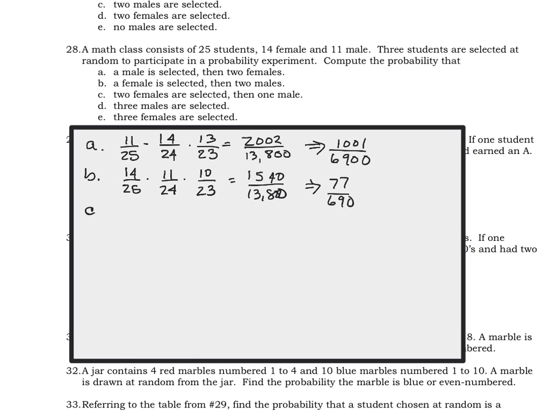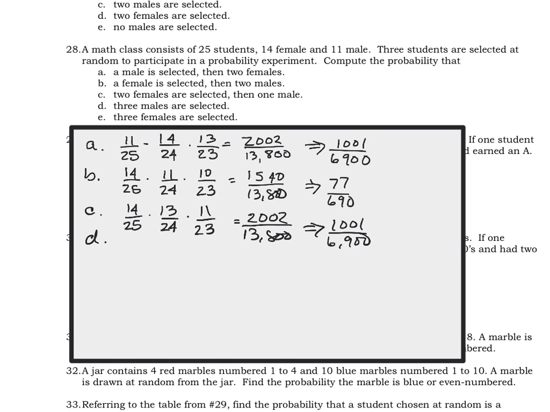So for C, we're going to have 2 females selected. And so we have 14 out of 25. And then we're going to have the 13 out of 24. And then 1 male, so that's going to be the 11 out of 23. If you understand the idea that multiplication can be commutative, I think you'll notice that we are going to get the same thing that we did for A, where we get 2,002 over 13,800, and that naturally will reduce to 1,001 over 6,900.